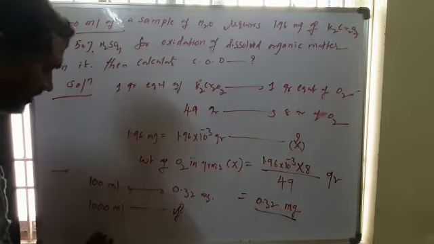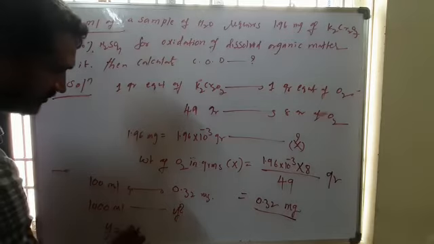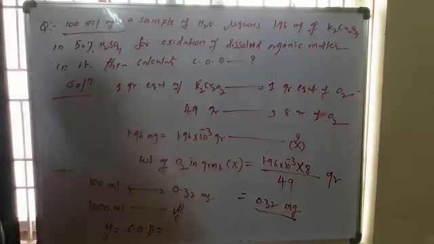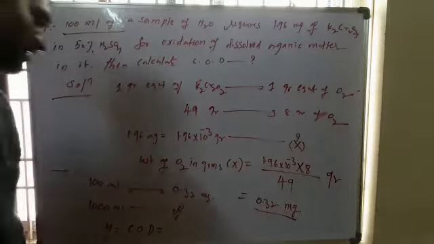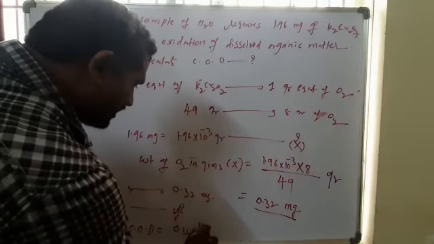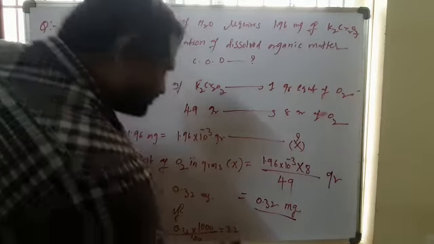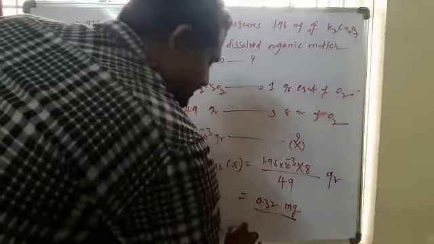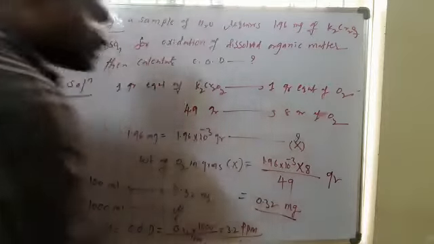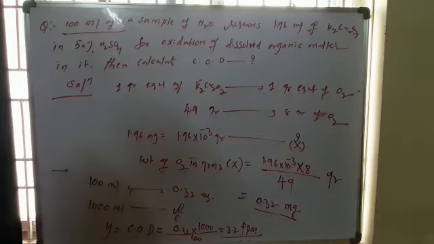So Y is the chemical oxygen demand, COD, that is equal to 0.32 into 1000 by 100, that is equal to 3.2 milligrams. Milligrams per liter is the same as ppm, so it is 3.2 ppm. That is the COD value.